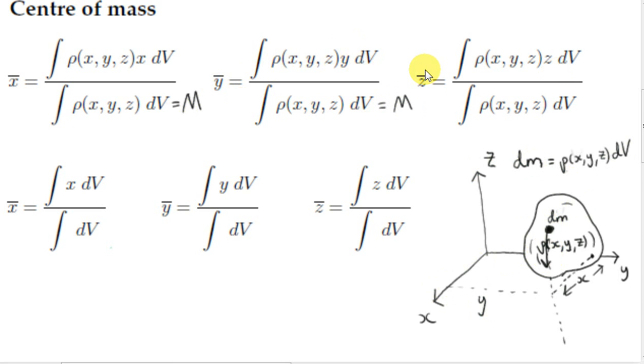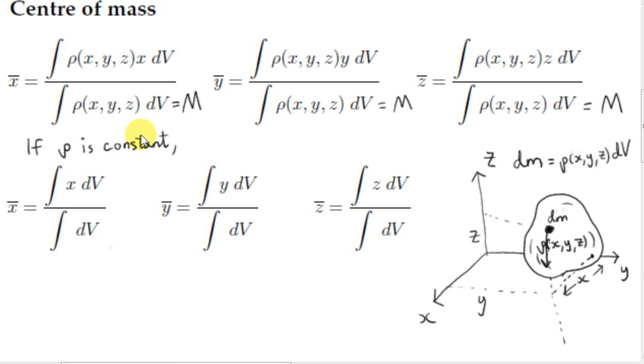And we have a similar story here for z bar. We multiply the z coordinate of the position of dm by dm. In other words, we multiply z by rho times dv. We do that for all mass elements, and we integrate. Again, the denominator is just the mass of the object.